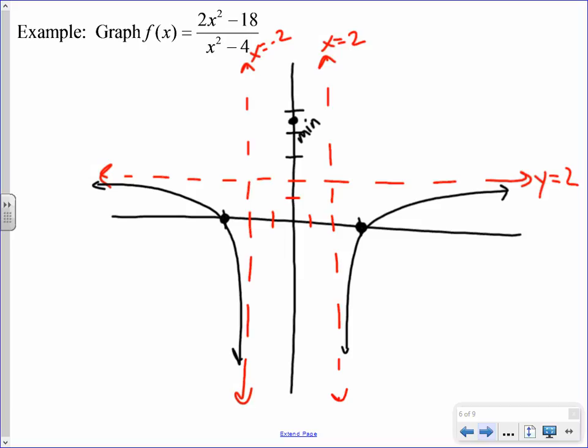In between negative 2 and 2, our calculus told us that we are concave up. And then our first derivative told us that we are decreasing from negative 2 to 0 and increasing from 0 to 2. So we're concave up, decreasing, increasing.